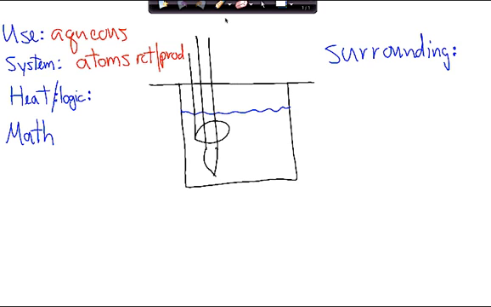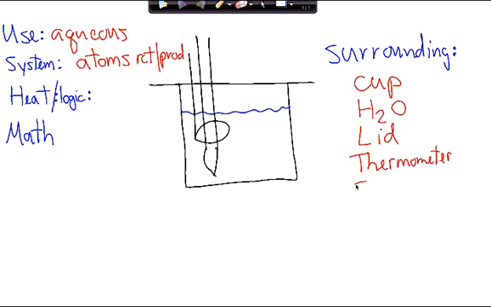Well, ready? Guys, it goes like this. The cup is part of the surroundings. The water is part of the surroundings. The lid is part of the surroundings. The thermometer, part of the surroundings. The stir is part of the surroundings.